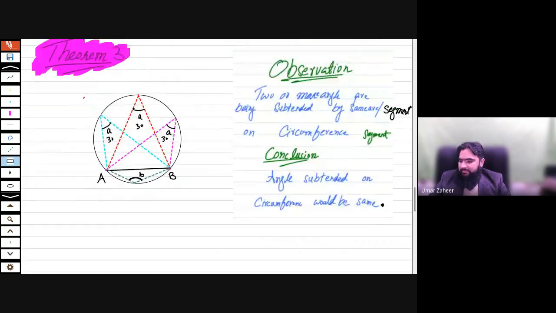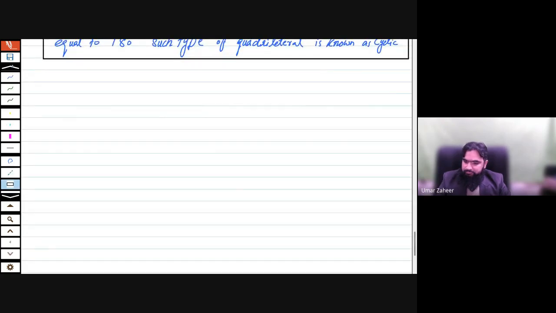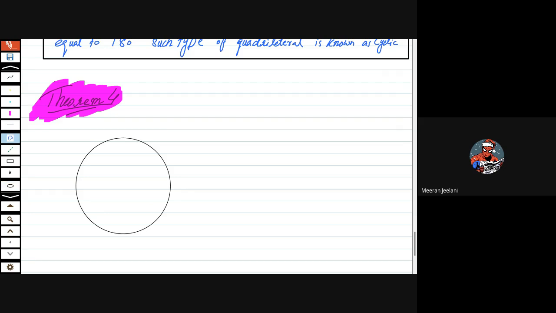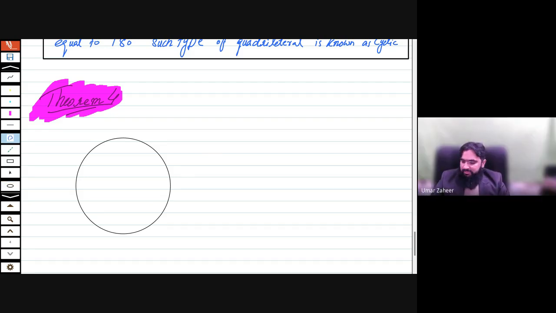Okay. Now we have to go for theorem 4. The theorem says: if in a circle you have a quadrilateral inside the circle and all the vertices of the quadrilateral are on the circumference, it doesn't matter where they are, then you can be pretty sure this quadrilateral must be cyclic.